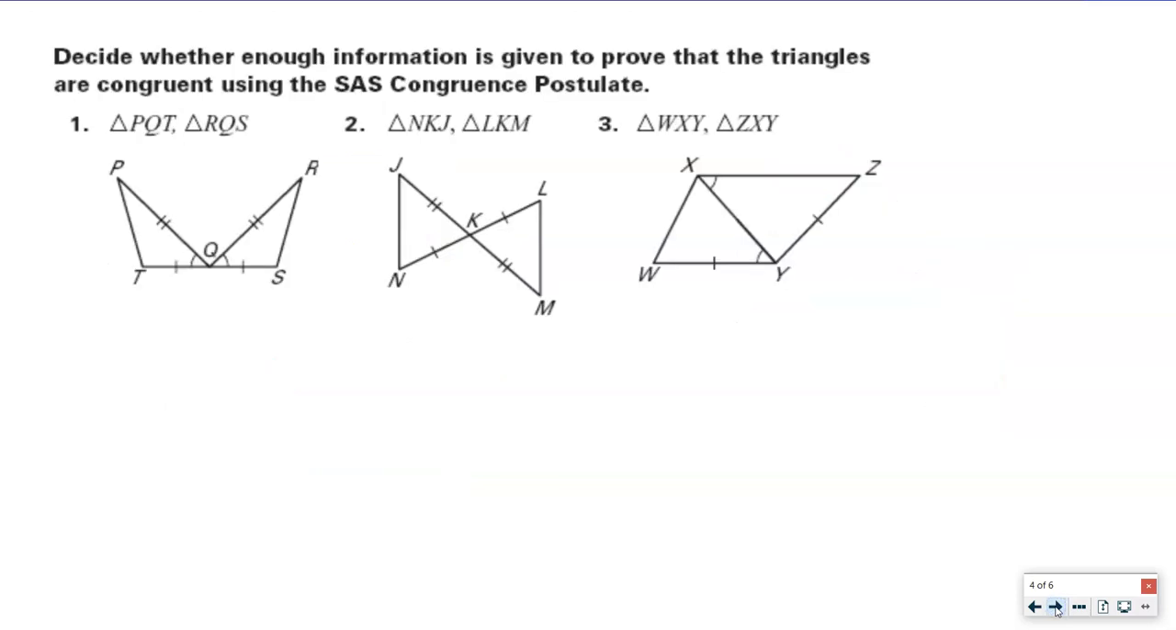All right, here we need to decide whether enough information is given to prove that the triangles are congruent using the side, angle, side congruence postulates. We're looking for side, angle, side specifically.